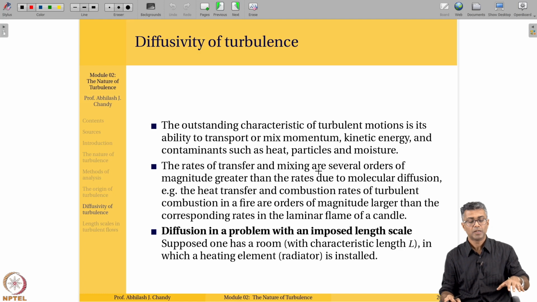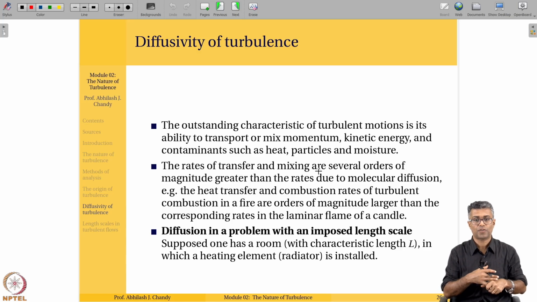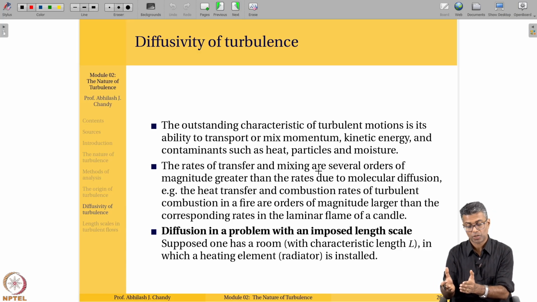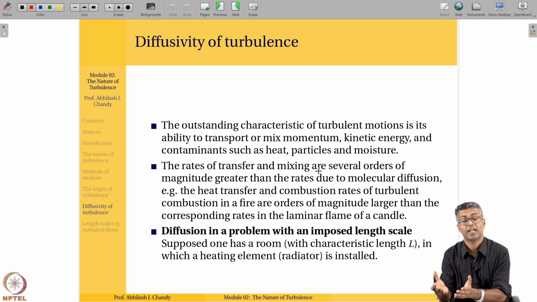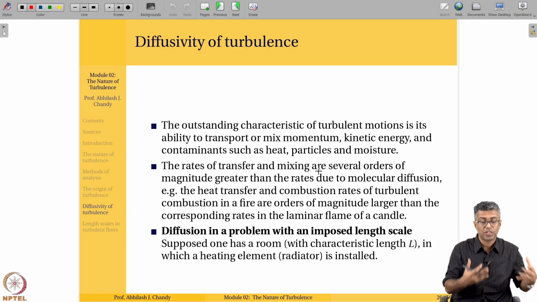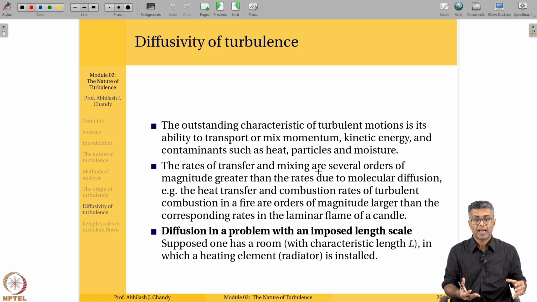An example would be, consider some kind of a combustion chamber, say an incinerator. Here the heat transfer and combustion rates in this turbulent combustion are orders of magnitude larger than corresponding rates where laminar combustion occurs, like in a laminar flame, like in a candle flame. So we are talking about fire in a chamber such as an incinerator, and the rate of combustion is much larger, as in orders of magnitude larger than what you would see in a candle flame.